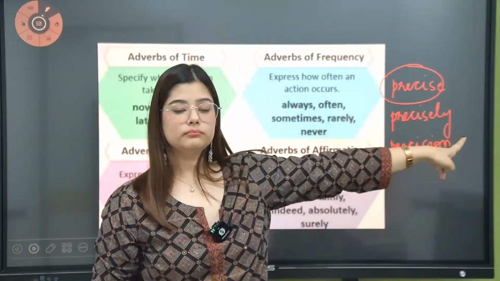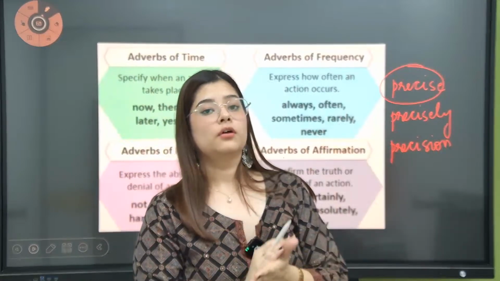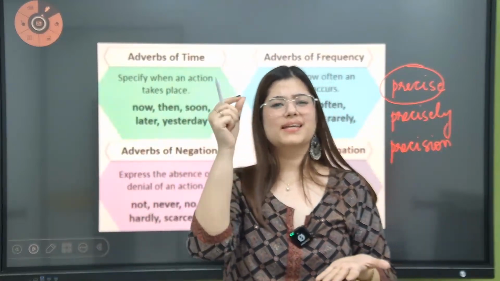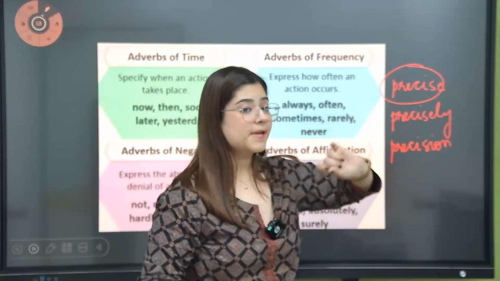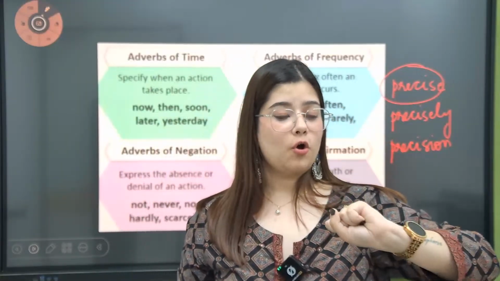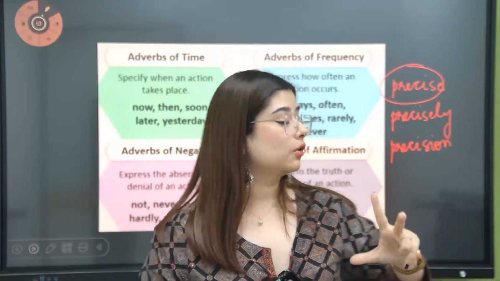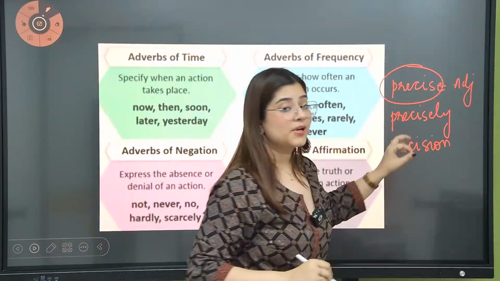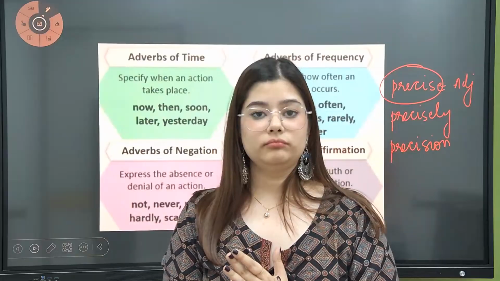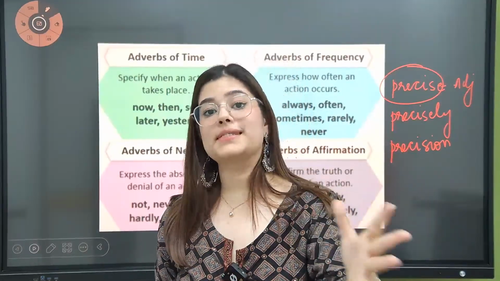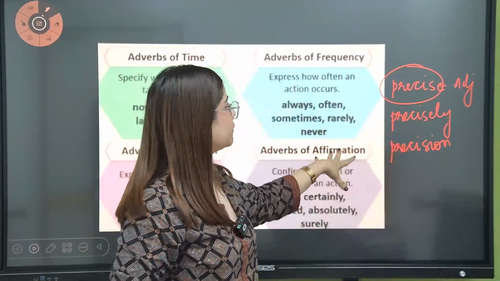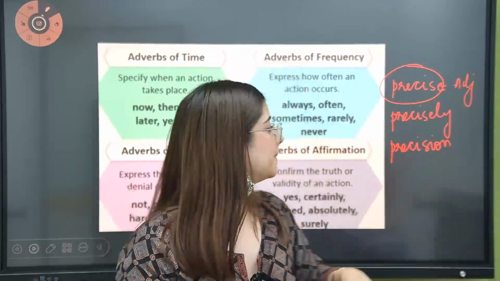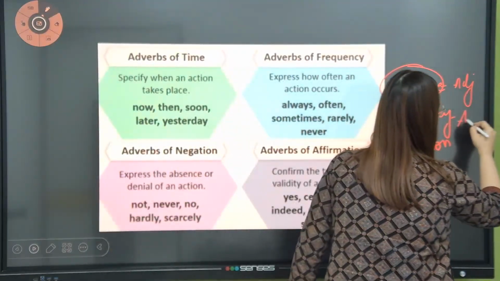Precise, right? Your notes are precise. So something which is exact is precise. Precise is modifying or describing a noun. So precise is an adjective. Precisely, right? You should do your work precisely. So it is modifying how you should do your work. It is modifying a verb. So this is an adverb.